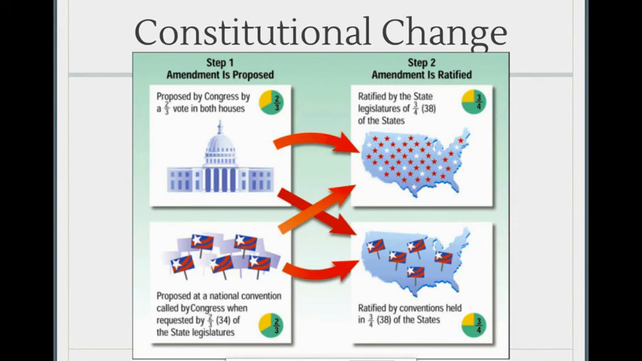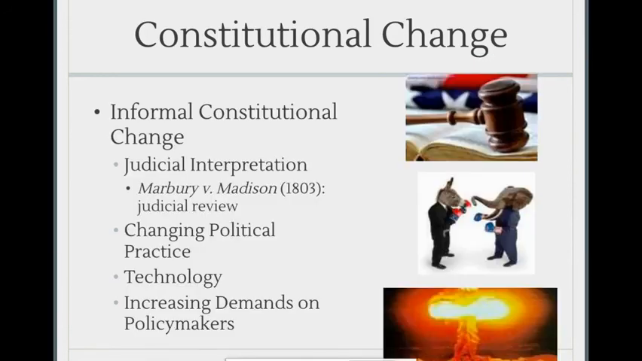Okay, or it can start with being proposed at a national convention called by Congress when requested by 2/3 of state legislatures, right? And then again, it can go back up to either being ratified by state legislatures or ratified by state conventions. Now, what you need to know, okay, is that the state conventions has only been used once, all right, and that was to repeal the 18th Amendment. Most every time an amendment has traveled, it's gone to the state legislatures for 3/4 of a vote on that. So only once did we actually go to state conventions, and again, that was the 21st Amendment to repeal the 18th Amendment.